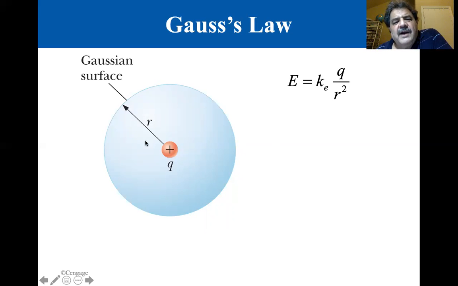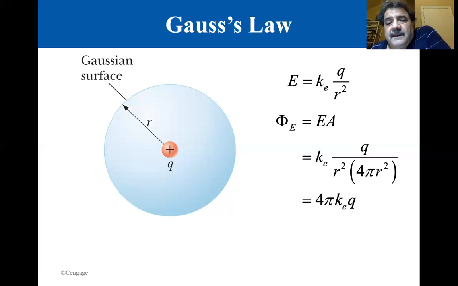Okay, now we can define a Gaussian surface, and that Gaussian surface can be made any shape you need to make it for the problem at hand. And with this Gaussian surface, we know that the electric field is equal to KE, the same KE that we used in the Coulomb force, times Q divided by R squared. Well, that is the original definition.